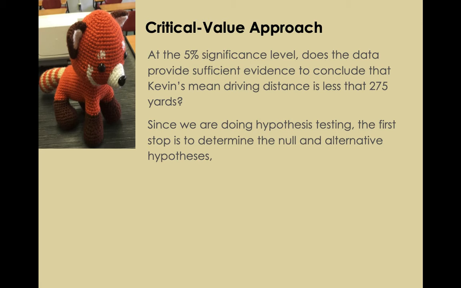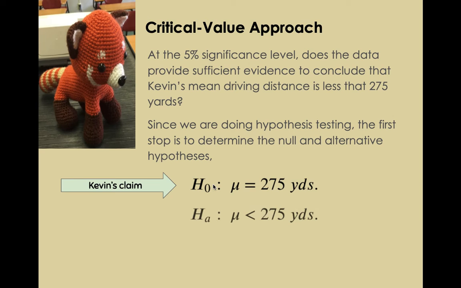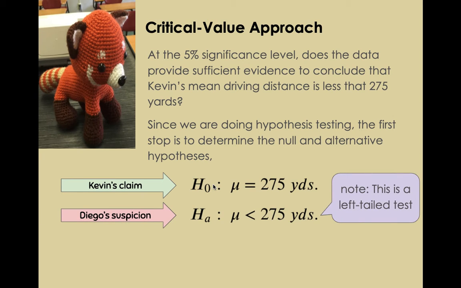So we want to say, does the data provide sufficient evidence to conclude that the mean driving distance is less than 275 yards? First things first, we've got to set up our null and our alternate hypothesis. Our null hypothesis is mu equals 275. We're a one mean hypothesis test, which means my null hypothesis will always be mu equals a number. My alternate hypothesis is mu is less than 275.